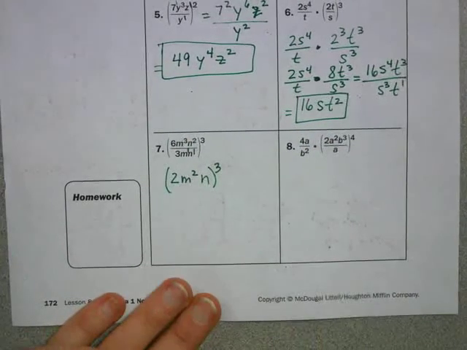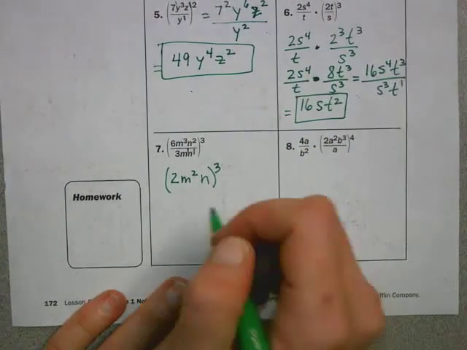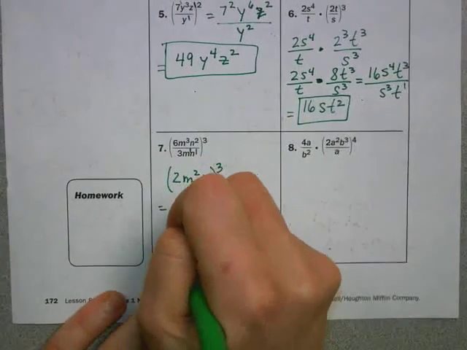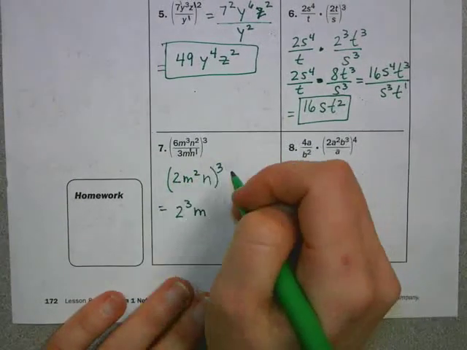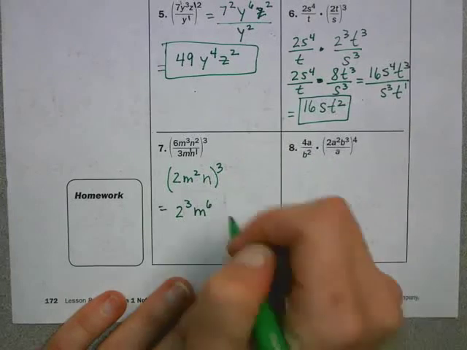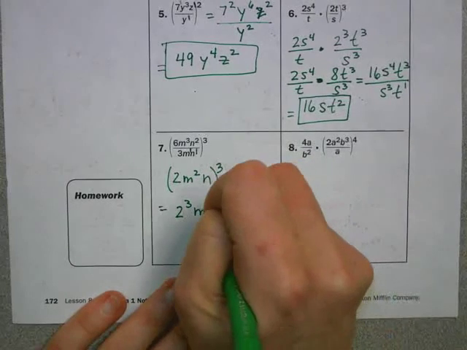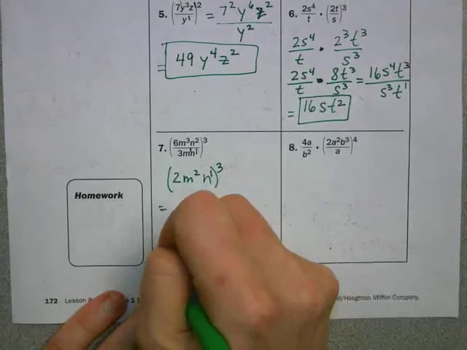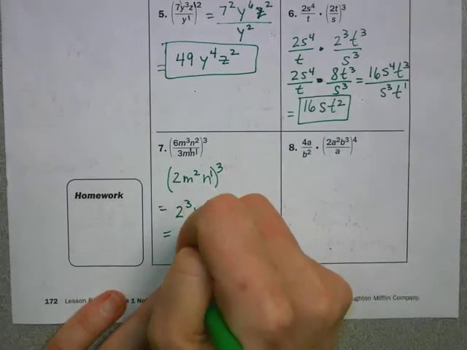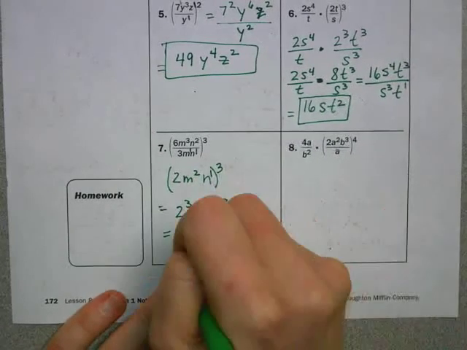Okay, so now I'll deal with that. So I have 2 to the third, m to the 2 times 3, which is 6, n to the 3, 1 times 3, which is 3. And then one final step. 2 times 2 times 2 is 8. So my final answer is 8m to the 6th, n to the third.